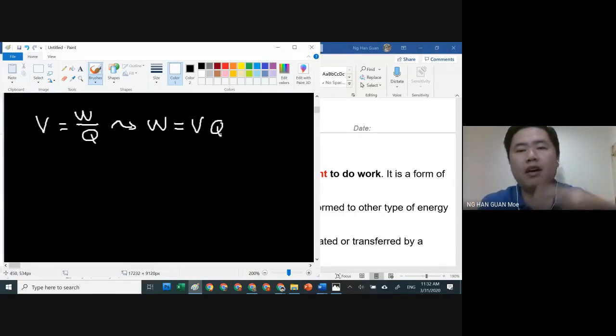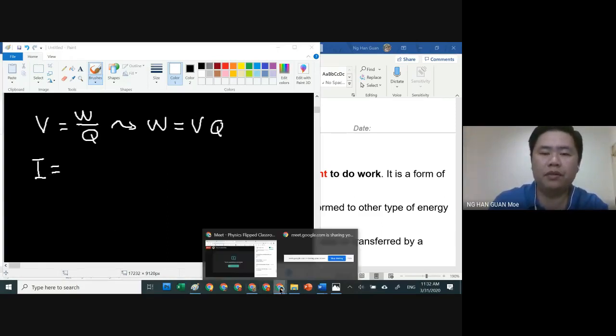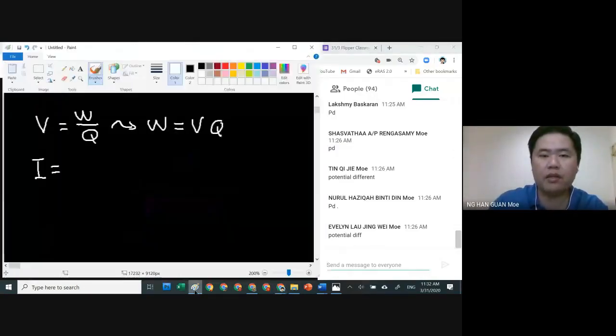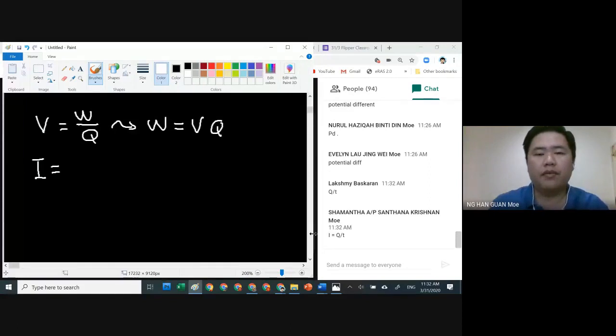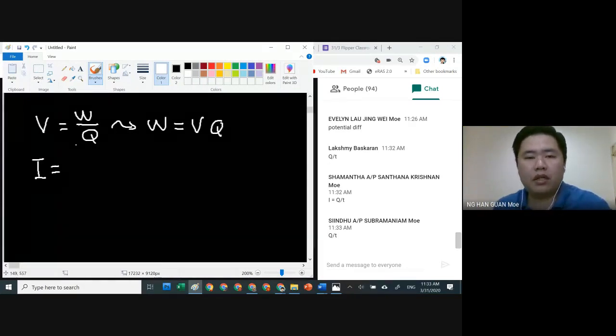And then from the beginning of chapter 2, when you learn about the current, current is defined as what? I equal to what? Current is defined as what? Please respond. Early beginning of chapter 2. Okay, so yes, from the early part of chapter 2, you already learned that current is defined as the rate of the charge flow, so it's Q over T.